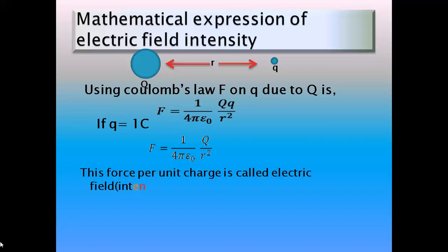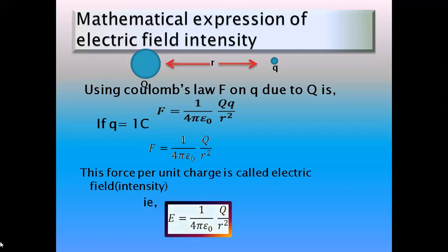This force per unit charge is called the electric field intensity. So that's the final equation: capital E is equal to F by q, or capital E is equal to 1 by 4 pi epsilon 0 Q by r square. Its unit is Newtons per Coulomb or volt per meter. So this is the mathematical expression for electric field intensity at a point.